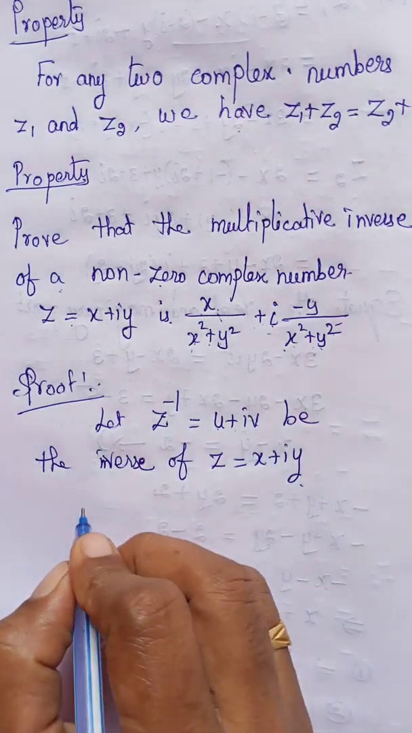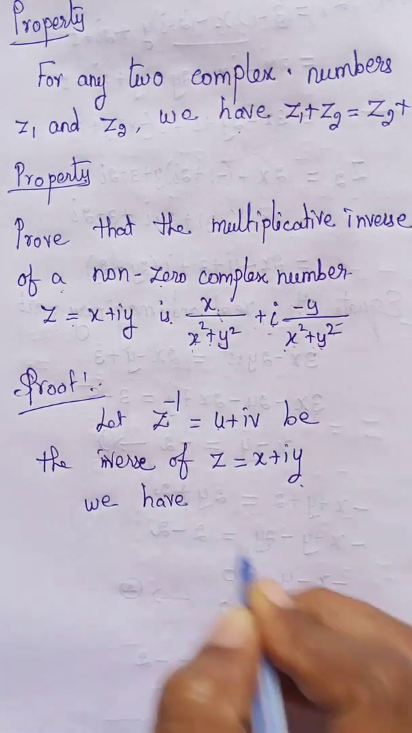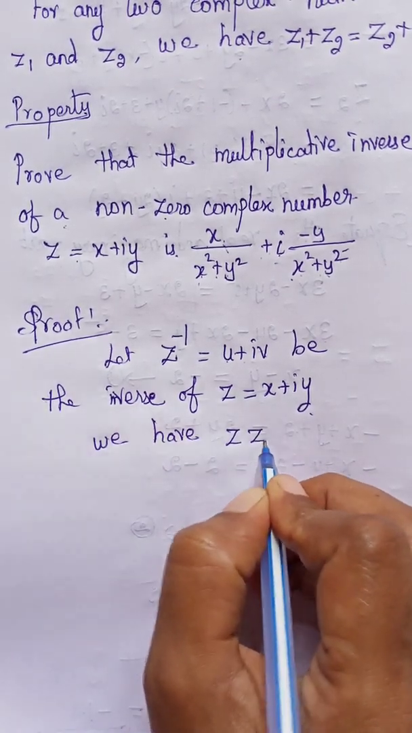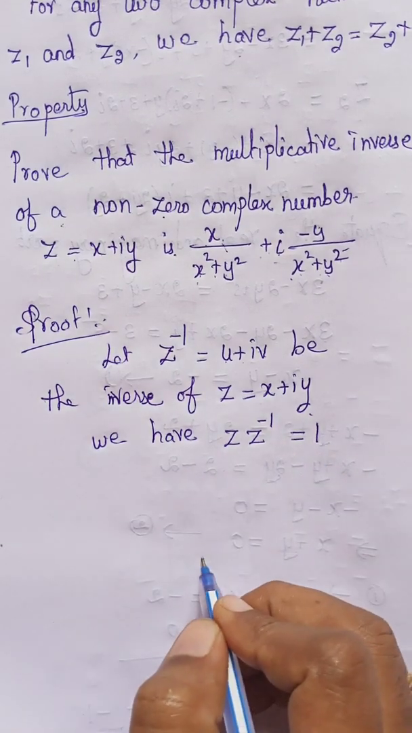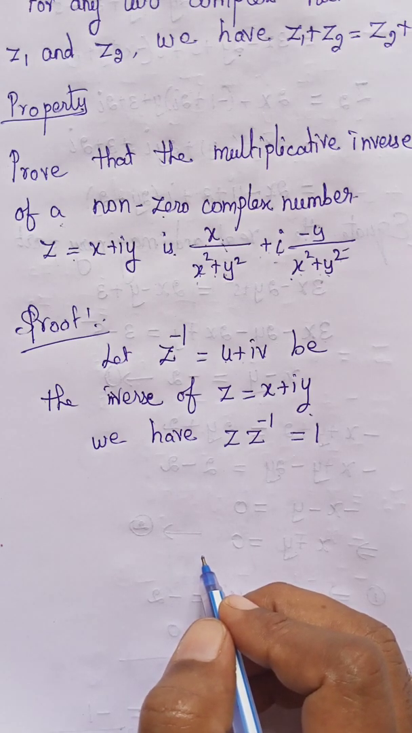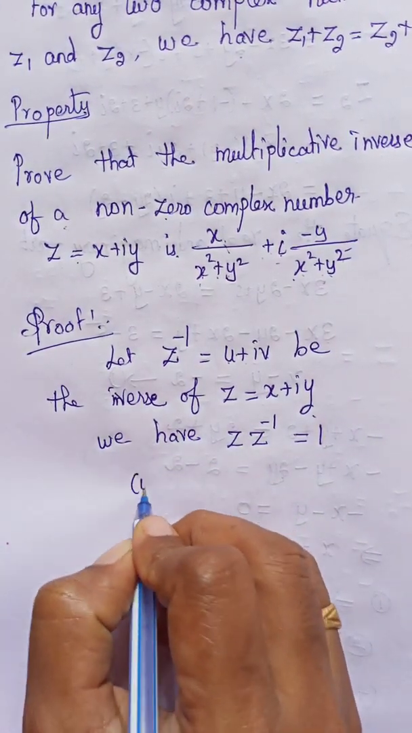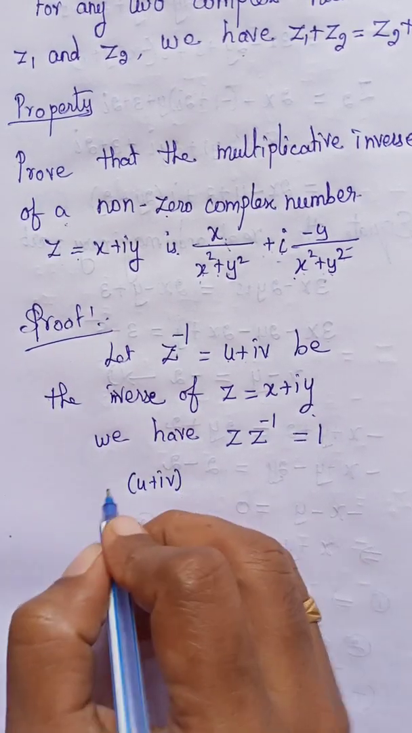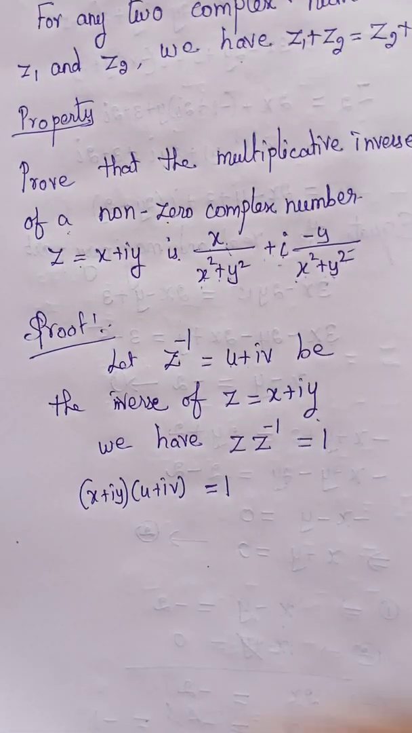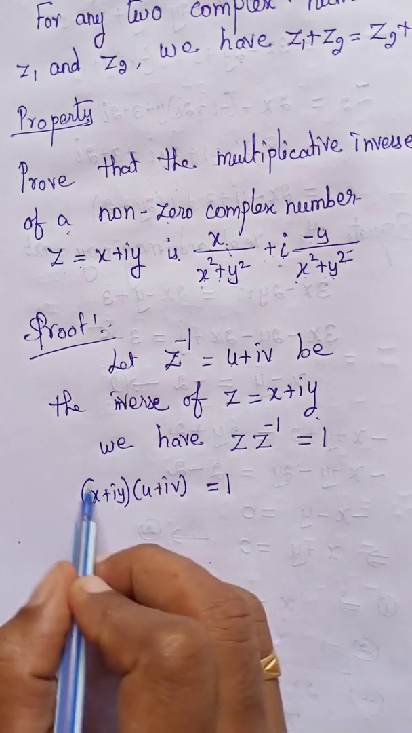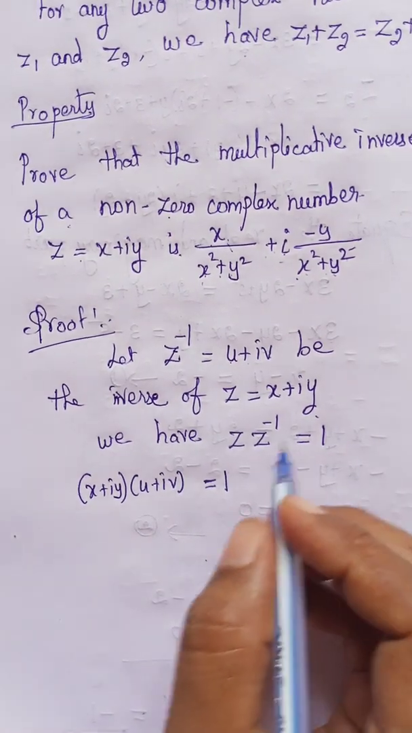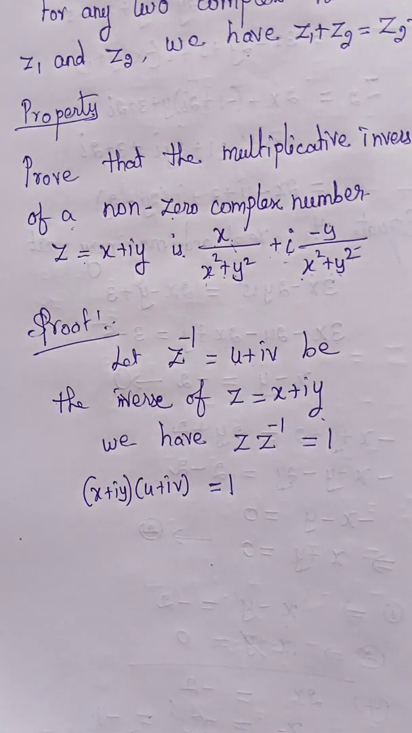In that inverse property, we learned that for the multiplicative inverse, Z into Z inverse is equal to 1. That we knew. Now shall we multiply it? That is, (x plus iy) into (u plus iv) is equal to 1. Either you can multiply ordinarily or you can write it directly. Yesterday we learned a formula, but it's easy for you.